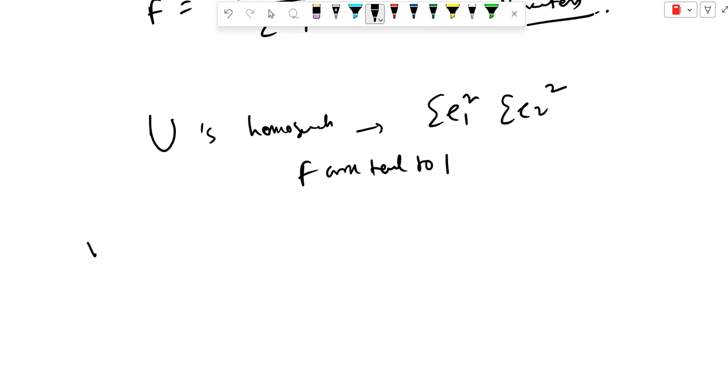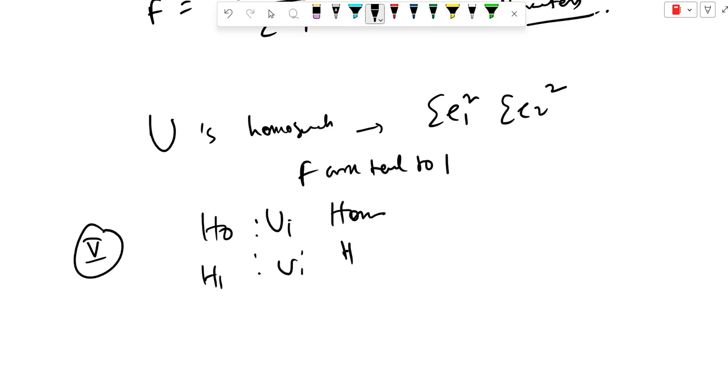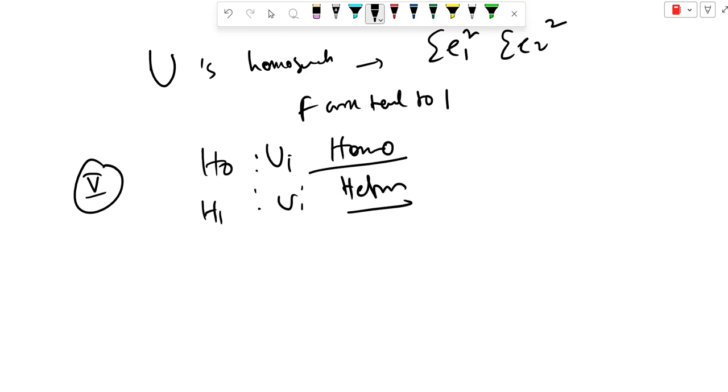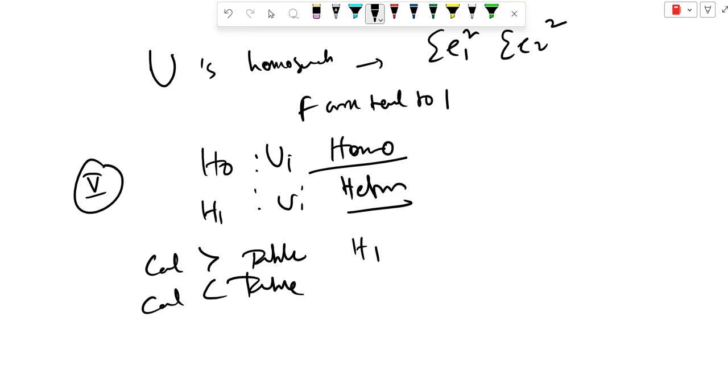Now, the fifth step is H0 and H1, the null hypothesis and the alternative. H0: the ui are homoscedastic, and H1: the ui are heteroscedastic. So if the calculated value of F in the fourth step is greater than the theoretical value, then obviously we reject H0, which means H1. If the calculated value is less than the table value, this is H0.